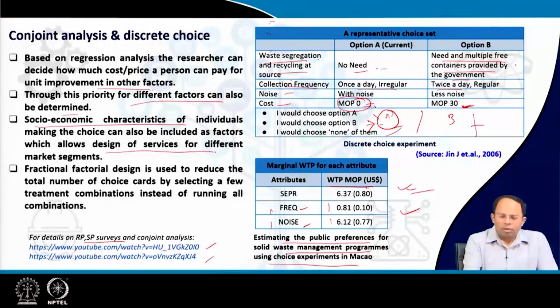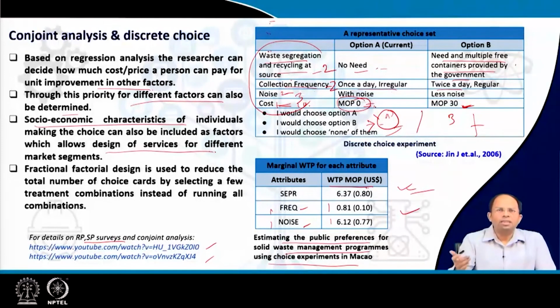Finally, if there are many attributes and each attribute has got many levels, how do I create this choice set? Should I create all combinations? Suppose cost has got 10 options, noise has got 3 options, collection frequency has got 2 options, and this first one has got another 2 options. So you can see that we can create many combinations. We can take cost level 1 with noise level 2 with collection frequency 1 and so on.